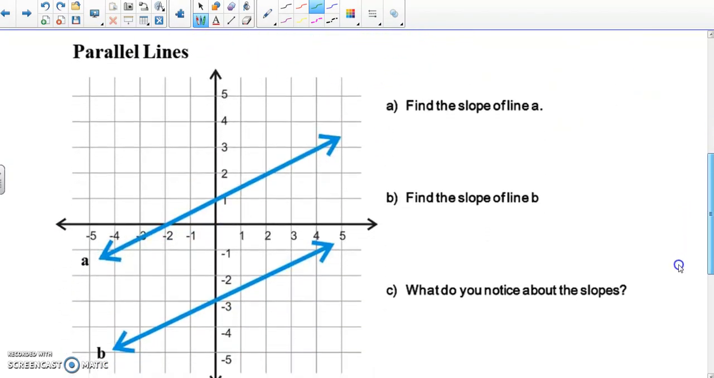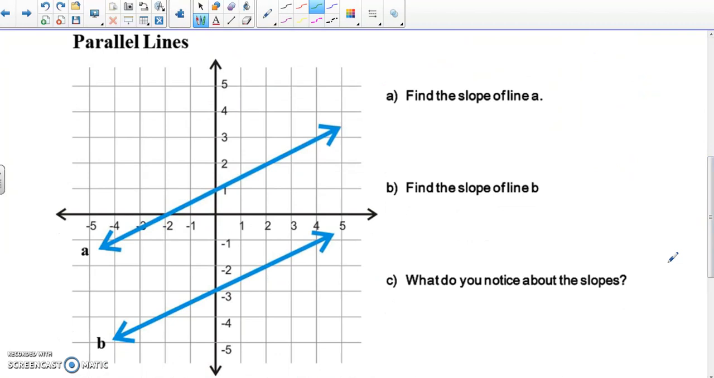Now I want you to do this on your own. So this is exactly what we did in class today. We graphed the line and we found the slope. So we counted the rise over run. So what I want you to do is find the slope of line A, find the slope of line B, and then write what you notice about those slopes. So I'll pause, you guys can do that, and then when I unpause, we'll compare our answers. So go ahead and do that now.